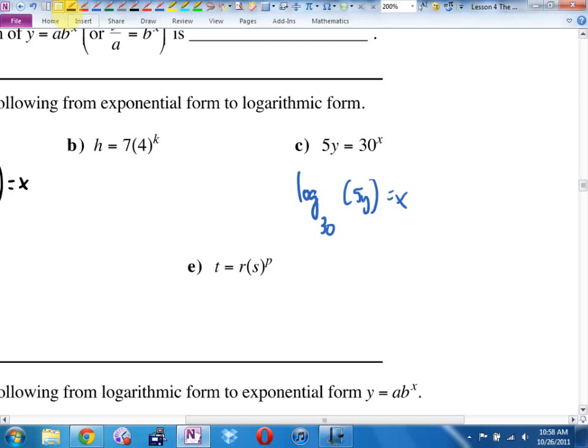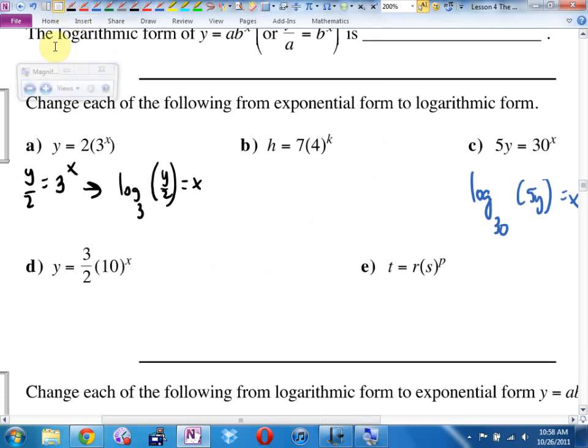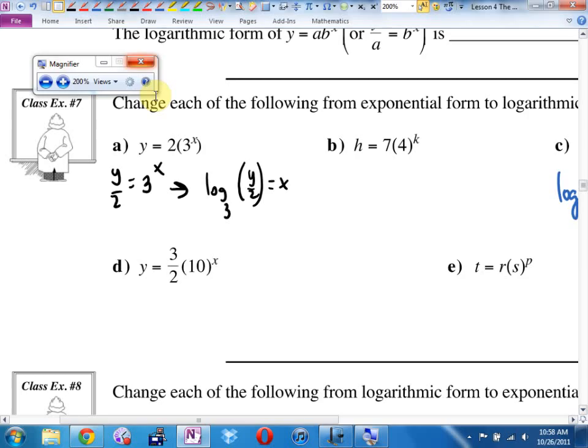D. Y equals 3 over 2 to the 10x. Okay, let's get the 10 to the x by itself. Fair enough? What's the 3 doing to the 10? Timesing. How will I move it over? Divide. What's the 2 doing to the 10? Dividing. How will I move it over? Multiply. In fact, I'm going to get this.